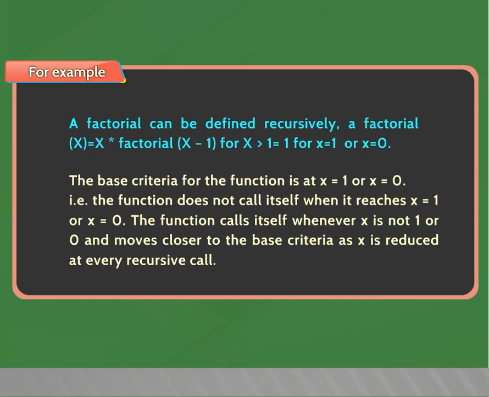The base criteria for the function is that x is equal to 1 or x is equal to 0. That is, the function does not call itself when it reaches x equal to 1 or x equal to 0. The function calls itself whenever x is not 1 or 0 and moves closer to the base criteria as x is reduced at every recursive call.